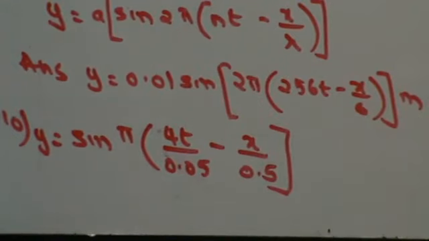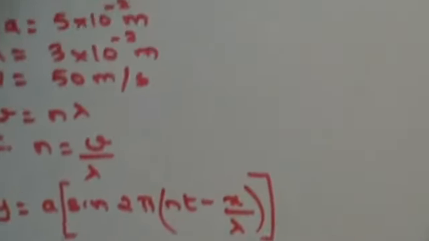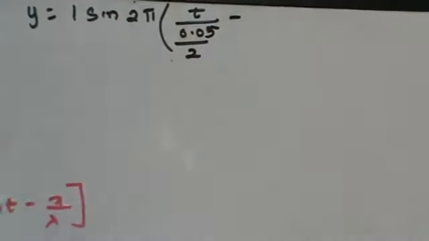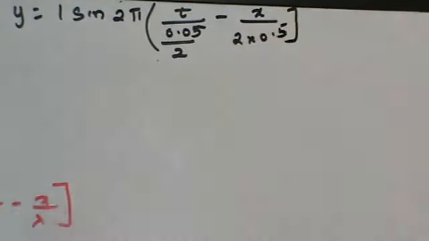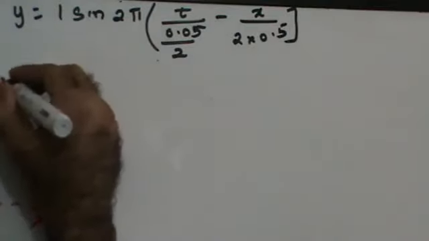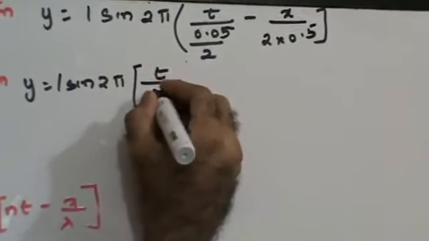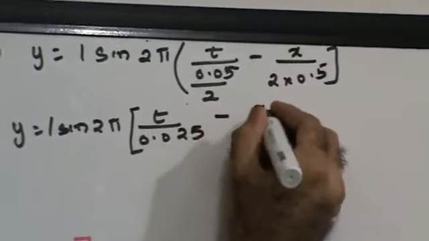Now, first of all, let's rearrange the equation. I can say that y is equal to, A can be written as 1, sine, take 2 common outside, so you will get 2 pi. So in that case this will become 2t. 2t can be written as t upon 0.05 upon 2, minus x upon, I have multiplied the numerator by 2, that means I need to multiply the denominator by 2, right? So in that case I will get y is equal to 1 sine 2 pi (t upon 0.025 minus x upon 1).